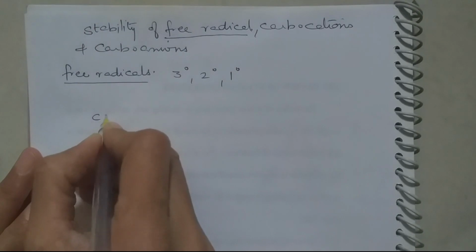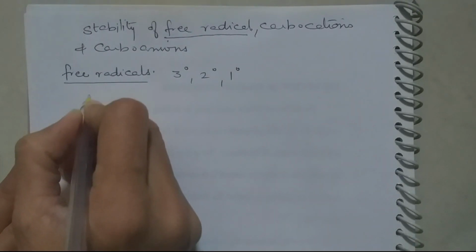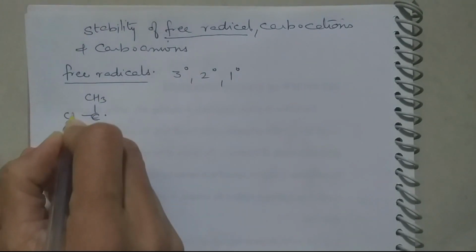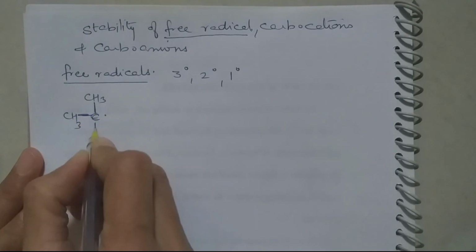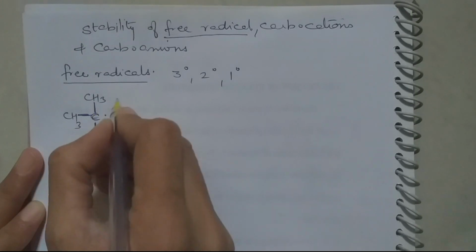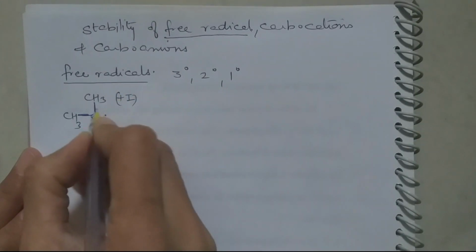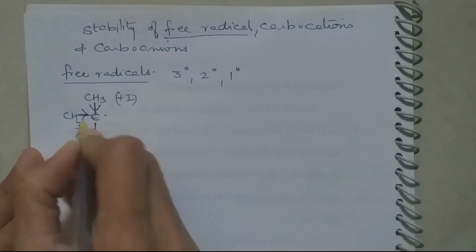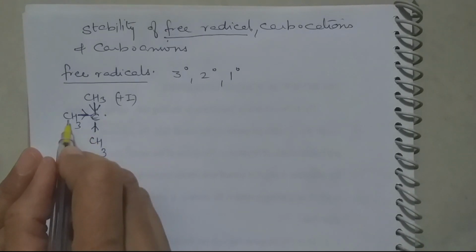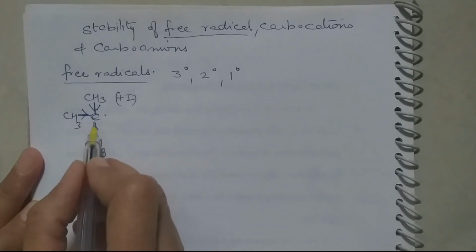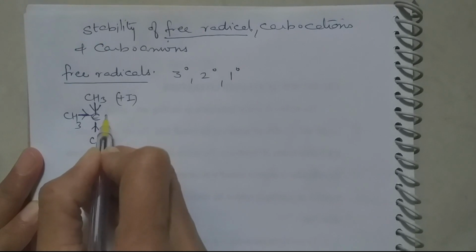The first one is 3 degree. I told you that a carbon with a free radical, if it is attached to 3 CH3, it is known as 3 degree carbon. This is also obvious to you that CH3 has plus I effect. Plus I means it has the capacity of giving electrons to carbon. Now what happens when 3 CH3 are attached to this carbon and all of these 3 are giving electrons to carbon? This carbon has a single electron.